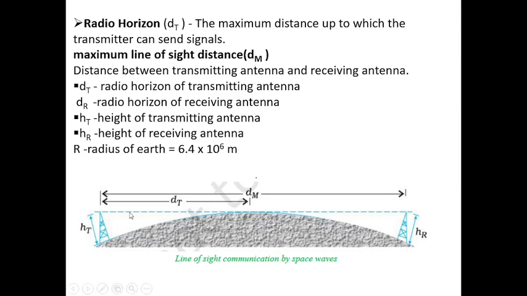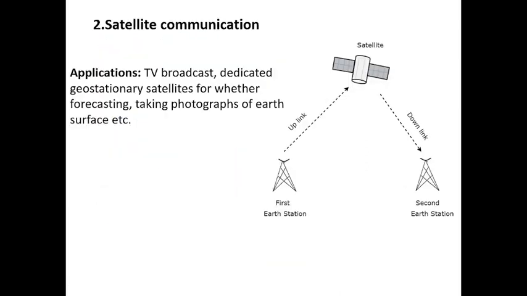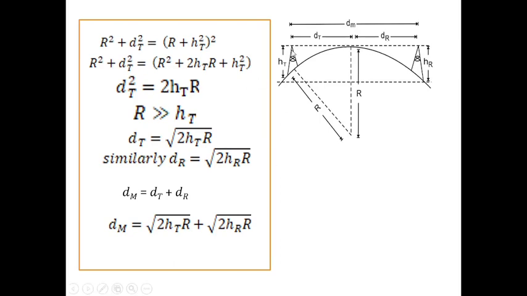Now we are going to see the expression for the maximum line of sight distance, DM. Here is the figure showing it. From this figure we can see that this is HT, the height of the antenna. From Pythagoras theorem, the hypotenuse is R plus HT, whole square. So the side square, DT square plus R square, is equal to (R plus HT) whole square.